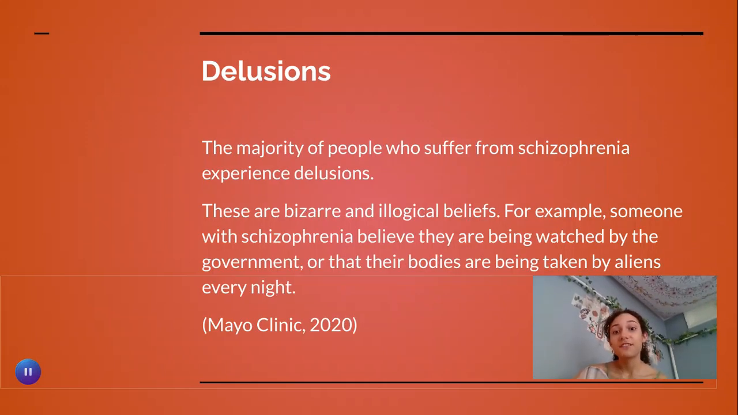Delusions. The majority of people who suffer from schizophrenia experience delusions. These are bizarre, illogical beliefs. For example, someone with schizophrenia may believe they are being watched by the government or that their bodies are being taken by aliens every night.